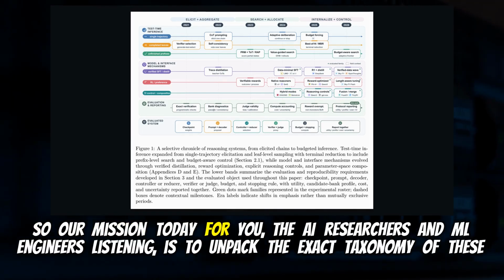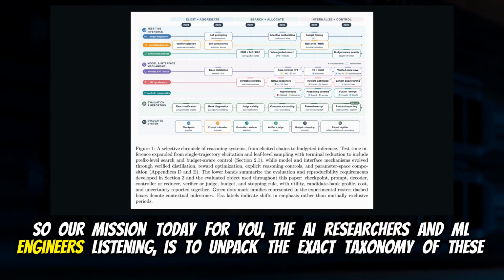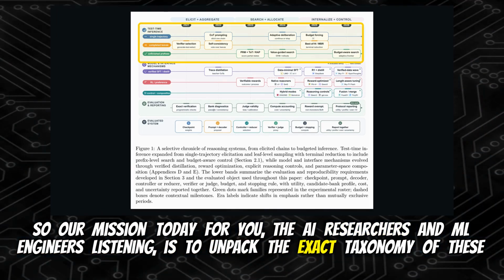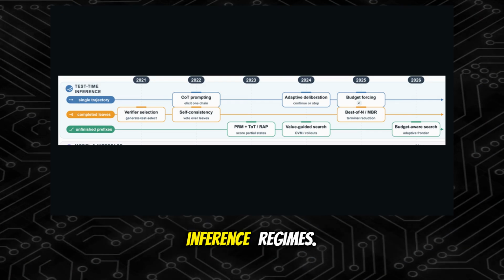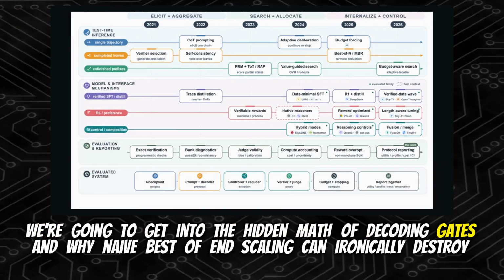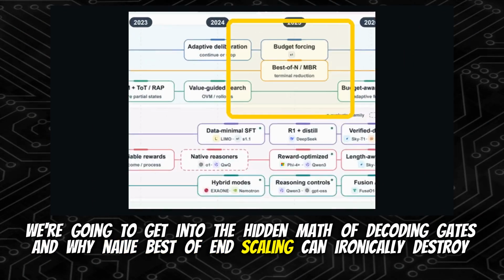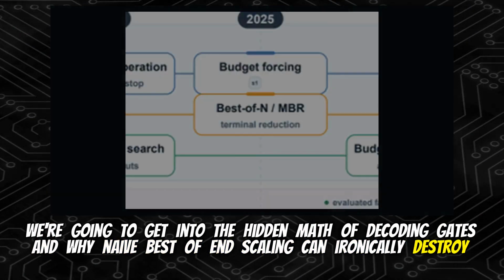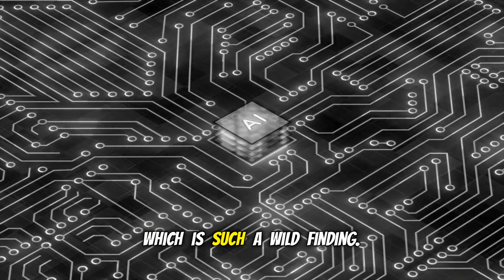So our mission today for you, the AI researchers and ML engineers listening, is to unpack the exact taxonomy of these inference regimes. We're going to get into the hidden math of decoding gates and why naive best-of-n scaling can, ironically, destroy your model's accuracy. Which is such a wild finding.